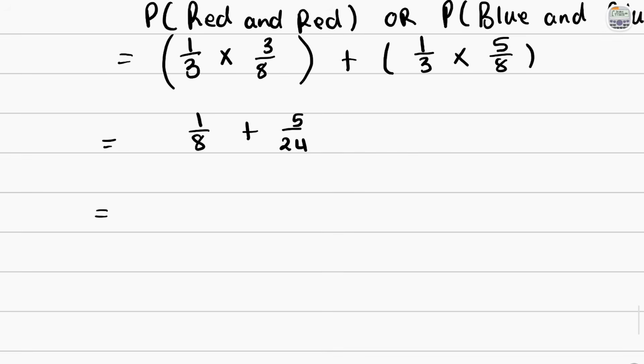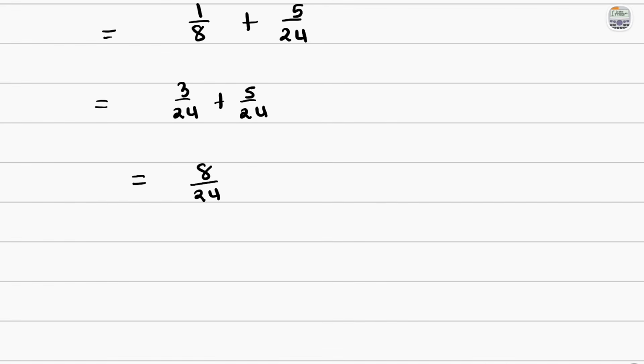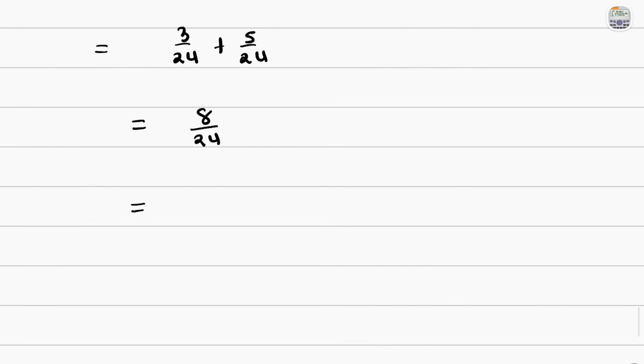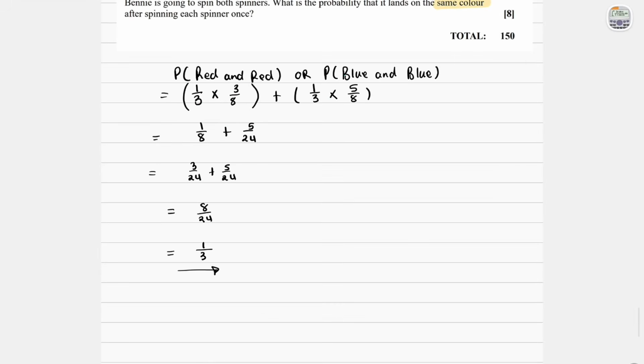And now we can just add them together. You can just use the calculator, it's fine. But I would just express this as, because they can both be expressed as 24, this can be 3/24 if you multiply numerator and denominator by 3, and then plus 5/24, which is simply equal to 8/24. But we know that we can divide here by 8. We have a common factor. So this gives us 1/3, and that is our answer. Okay, and that is it for question 10.